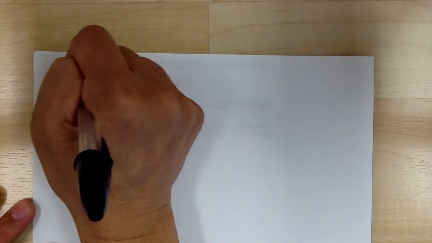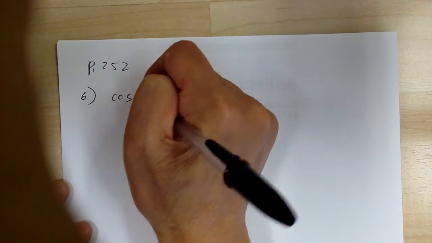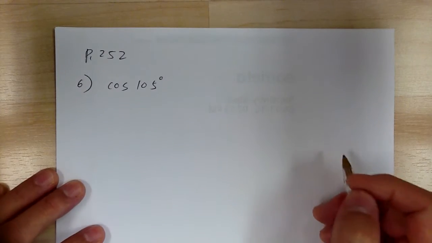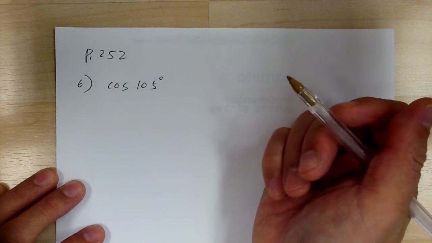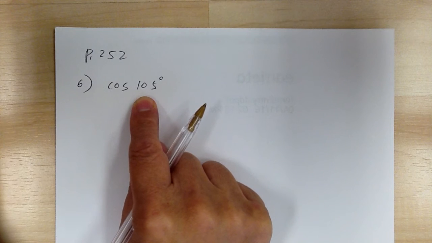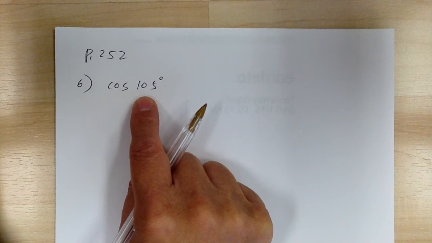So let's go to page 252. Let's do number 6. You try to solve for cosine of 105 degrees. Before, you could use a sum identity and make this into 60 degrees plus 45. You can do that. But over here, they want you to practice with the half angle identity, so you have to follow the instruction.